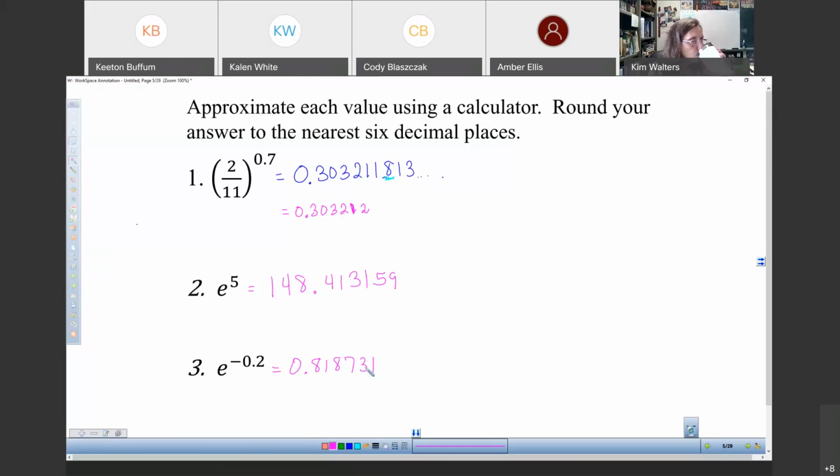My calculator, when I put in the equation for number 2, all I got was 148.41. Okay. What kind of calculator do you have? TI-30X.